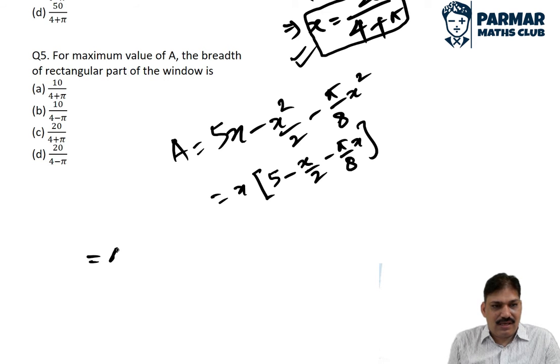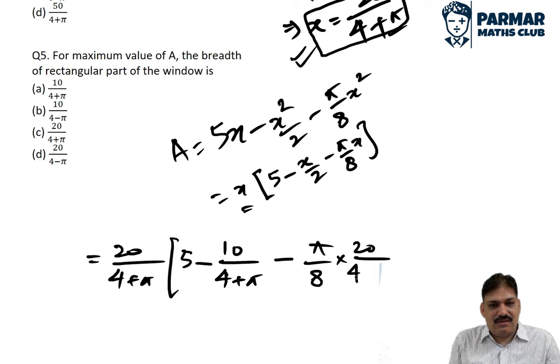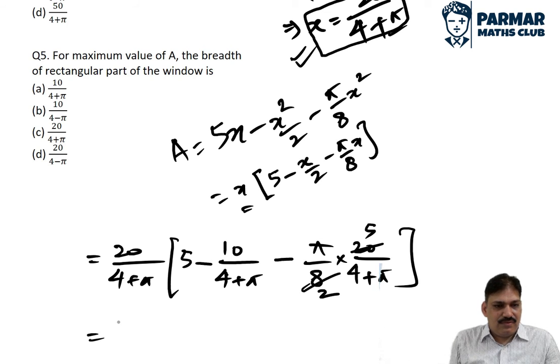So we put the value here. So area is x, and the value of x is 20 upon 4 plus pi. 20 upon 4 plus pi multiplied by 5 minus, if 20 is divided by 2, this will give 10 upon 4 plus pi. 5 minus 10 upon 4 plus pi minus pi by 8 times of x, x actually is 20 upon 4 plus pi. So the 5 4s are 20 and 4 2s are 8, so 20 upon 4 plus pi.